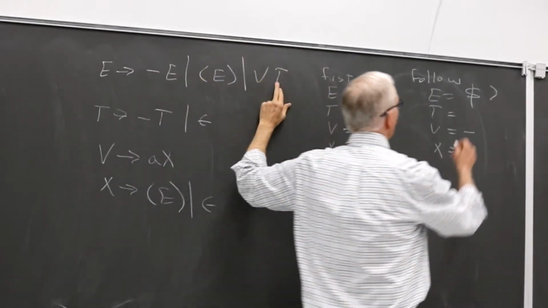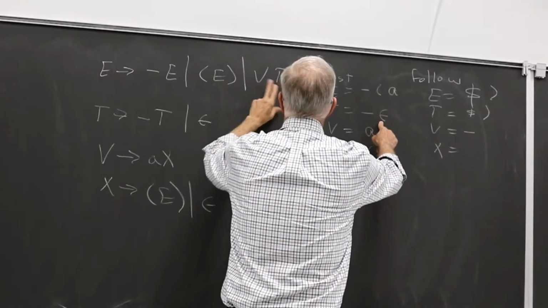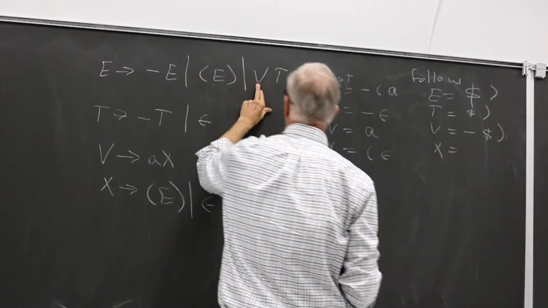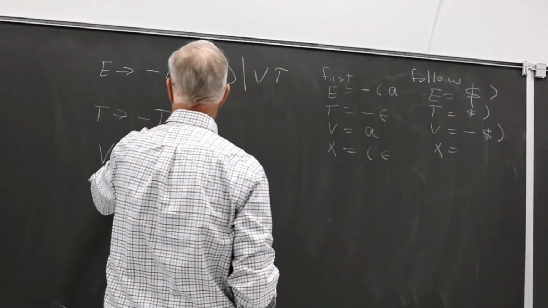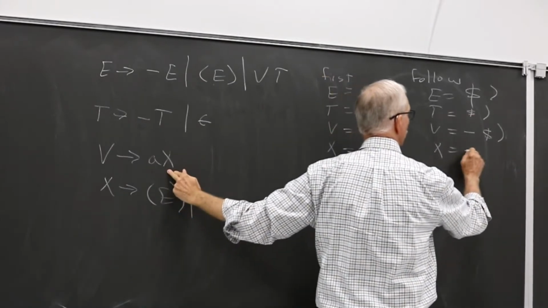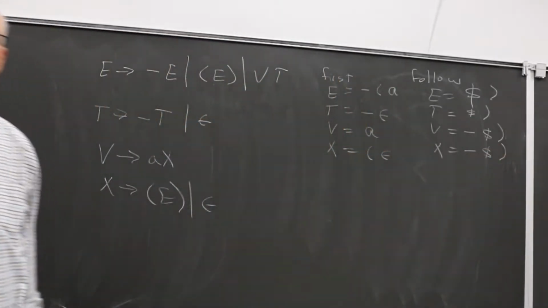follow of V's in the follow of T. Can T go away? Yes. The follow of V's and the follow of V. The follow of V's and the follow of X. And I claim I have follow sets.